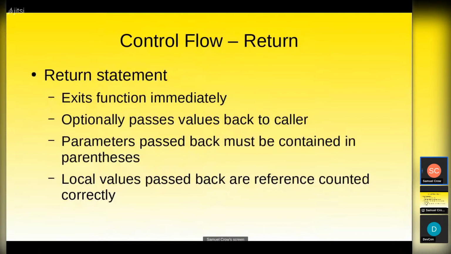The return statement exits the function immediately with an optional 1 or more parameters. In Hollywood, returned parameters must be contained in parentheses. Local values can be passed back because when they are assigned to the return code, the reference count is increased before the local variable goes out of scope, avoiding the use after free condition.